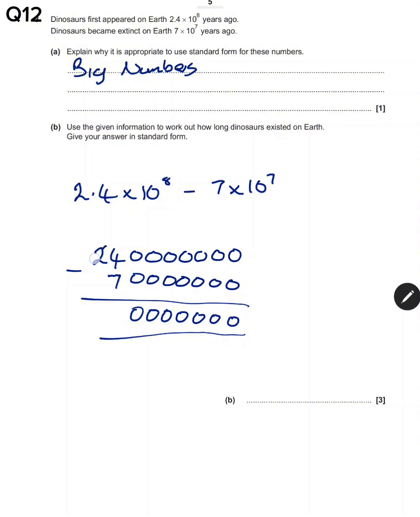4 take 7 we can't do. So we're going to borrow and do 14 take 7. And then 1 is just 1. There is your answer, but it does say give your answer in standard form. So I've got a 1 and a 7. I'm going to write 1.7. Remembering this first number has to be between 1 and 10. And in standard form, we've got 1.7 times 10 to the 1, 2, 3, 4, 5, 6, 7, 8. 1.7 times 10 to the 8.